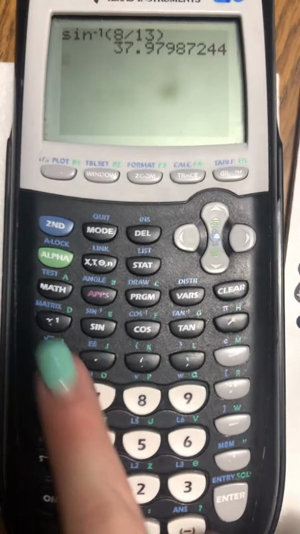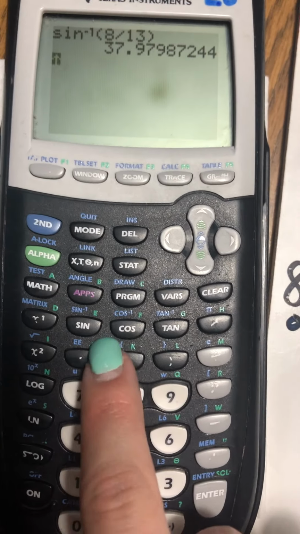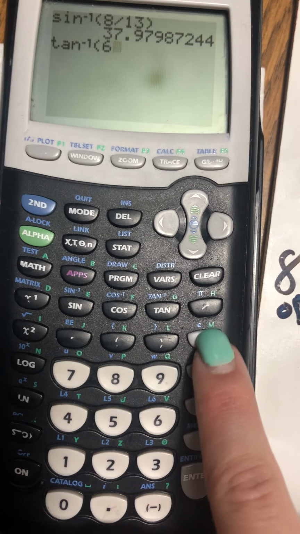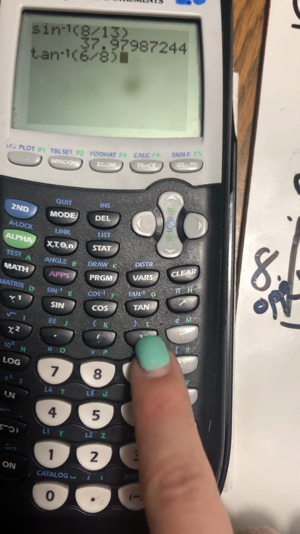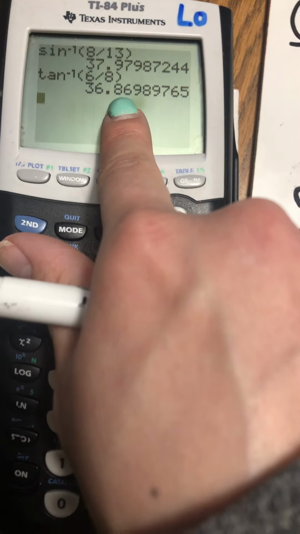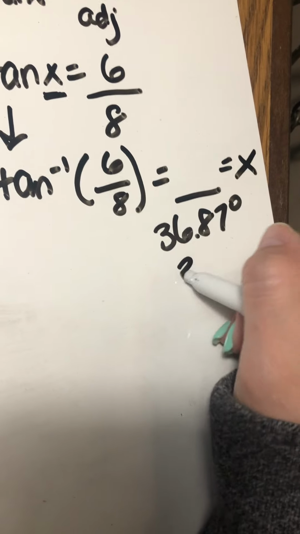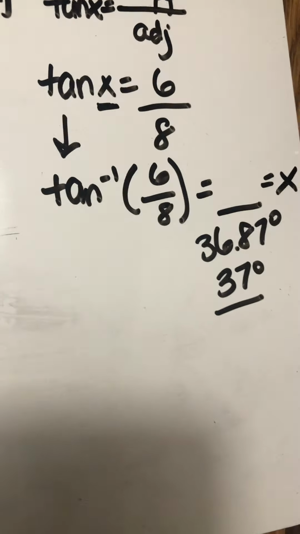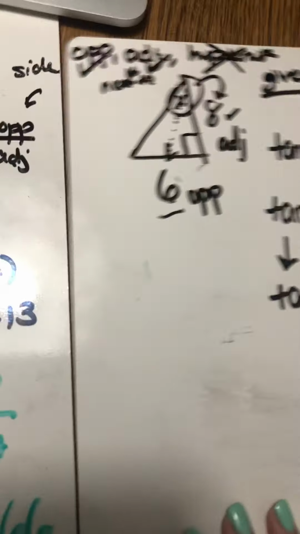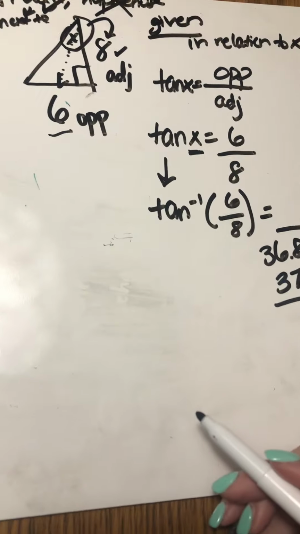So I go to my calculator. It's already in degree mode. I want second tan of my ratio of 6 over 8. My angle is 36.869, so 36.87 degrees. You can also do it to the wholes, a whole number, it doesn't matter to me. All right, let's try one more so that I'm not boring you.